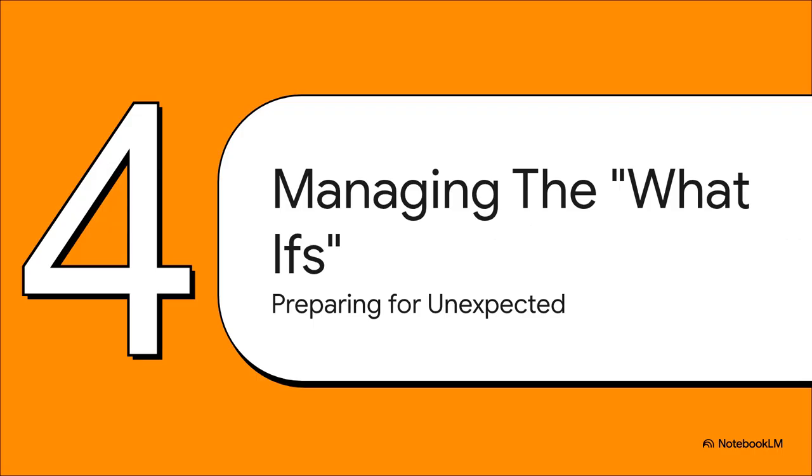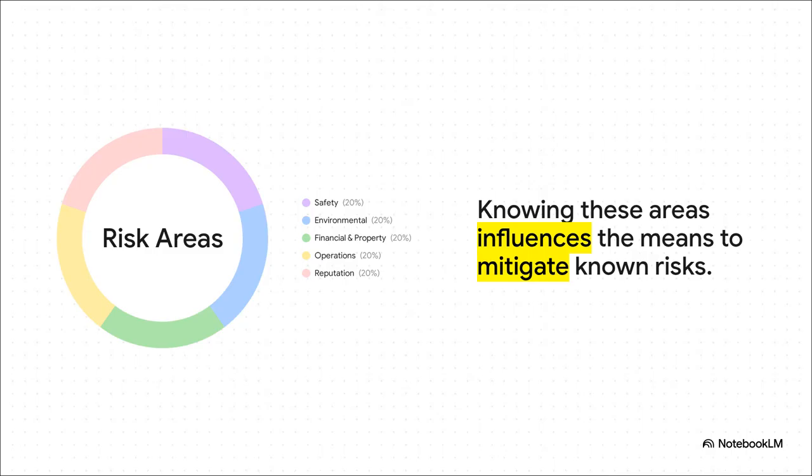A perfectly controlled process is great, but it still has to exist in the real world, an imperfect world where things can and absolutely do go wrong. And that brings us to our final and absolutely essential tool, understanding and managing risk. Thinking about risk isn't just one big thing. It's about seeing it from all these different angles. We have to think about safety, the environment, the financial side of things, operations, property, and even the company's reputation to really be prepared for what might happen.